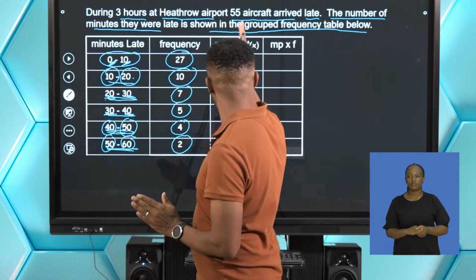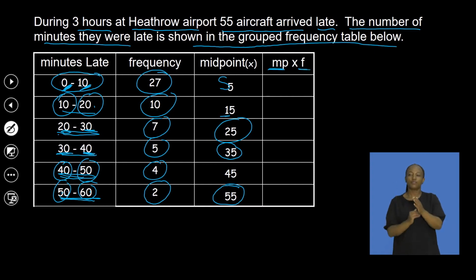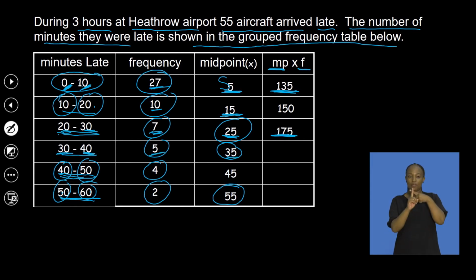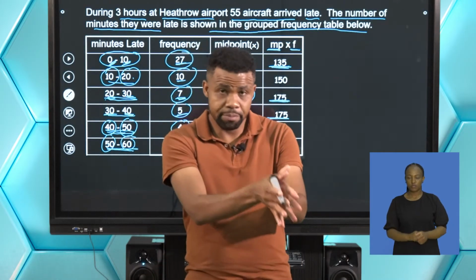Then from there, we have our midpoint. Now, we have to do midpoint multiplied by frequency. So 5 times 2 is 10. 27 times 5, we get 135. That's the midpoint times frequency. 10 times 15, we get 150. 7 times 25, we get 175. Then 5 times 35, we get 175. And 4 times 45, we get 180. And 5 times 22 is 110.